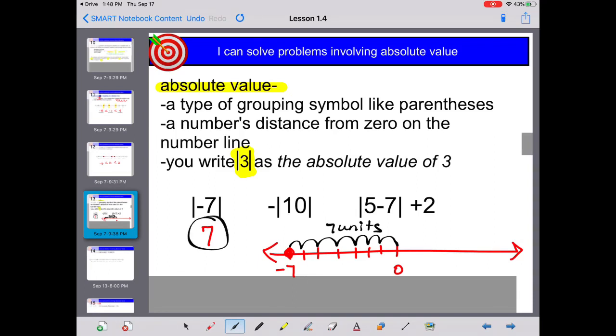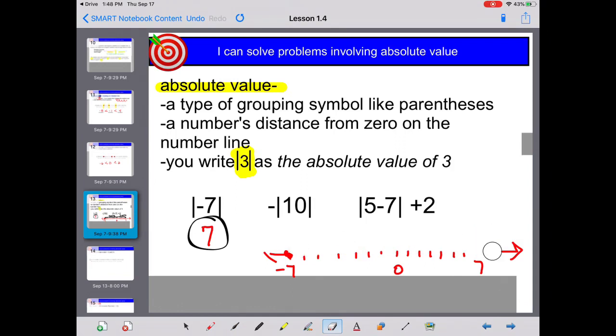I bet some of you are already thinking, but wait, then doesn't the absolute value of 7 have the same amount? And you're right. 1, 2, 3, 4, 5, 6, 7. So opposite numbers have the same absolute value.